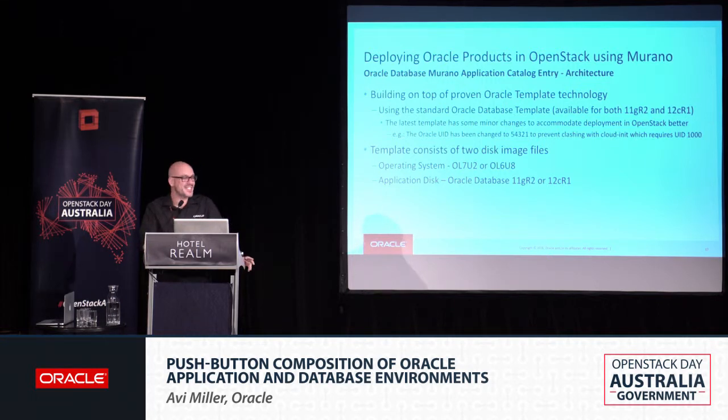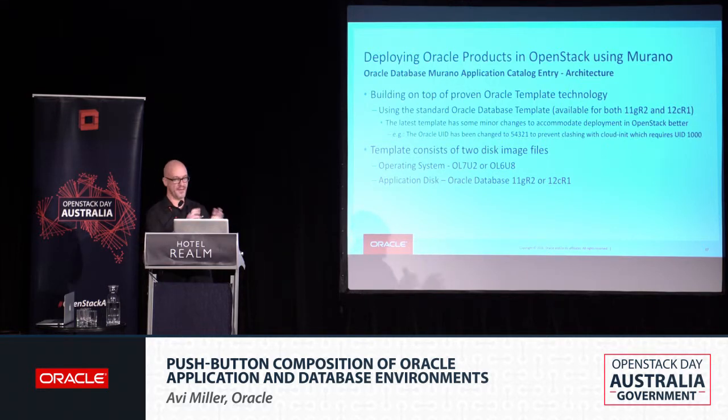I coined it here first. We had to make slight changes to it. We shifted the UID of the Oracle user so it wouldn't conflict with something like cloud-init. Tiny little changes. And that template consists of 2 disk images: the Oracle Linux operating system image, either OL7 or OL6, and the application disk. What is most likely going to happen here is we're going to split the database application entry into 2, one for the OS and one for the database. So what will happen is almost a triple dependency. The application will rely on the database, which will rely on the OS, which means you can decide when you deploy your database if you're going to deploy it on OL6 or OL7.